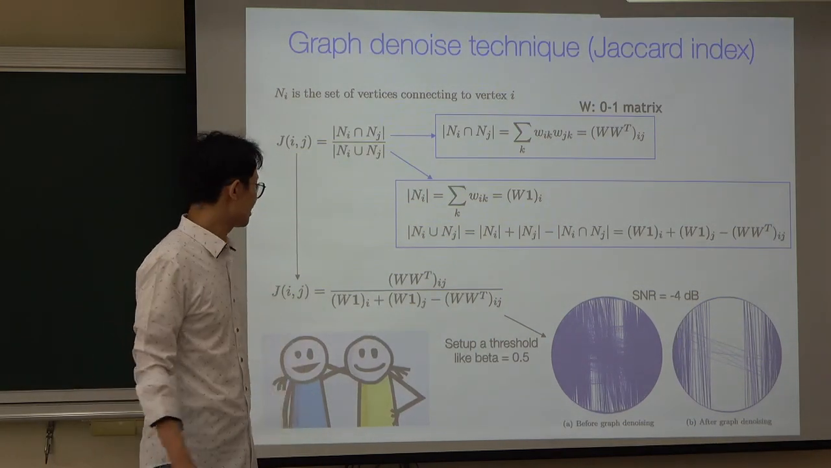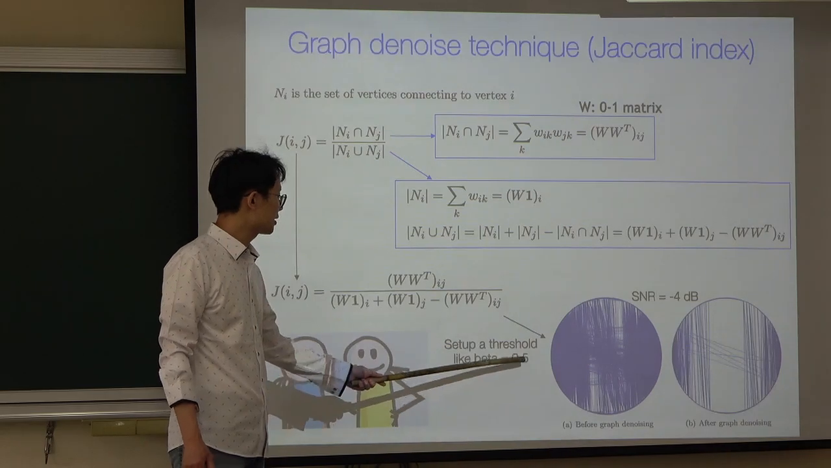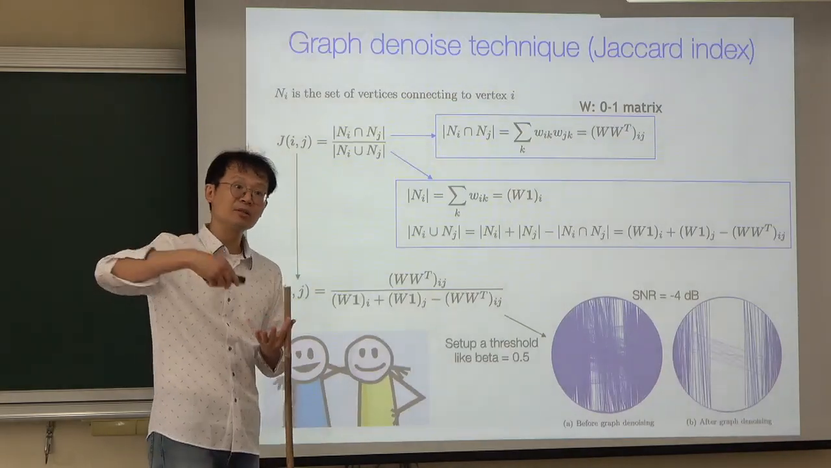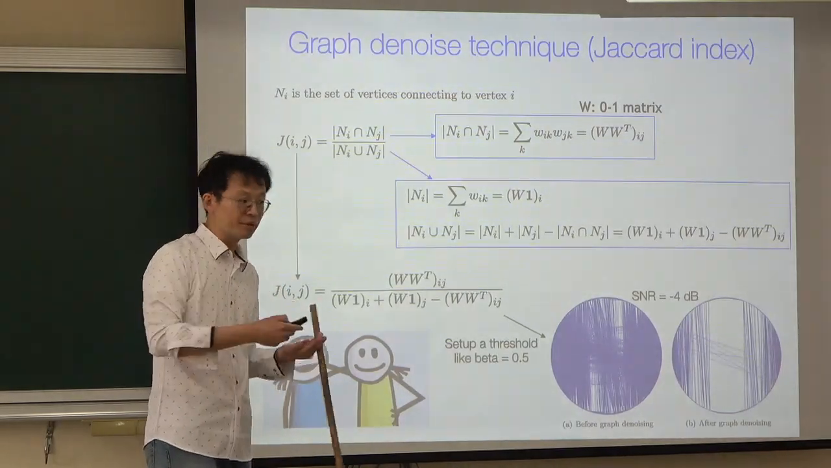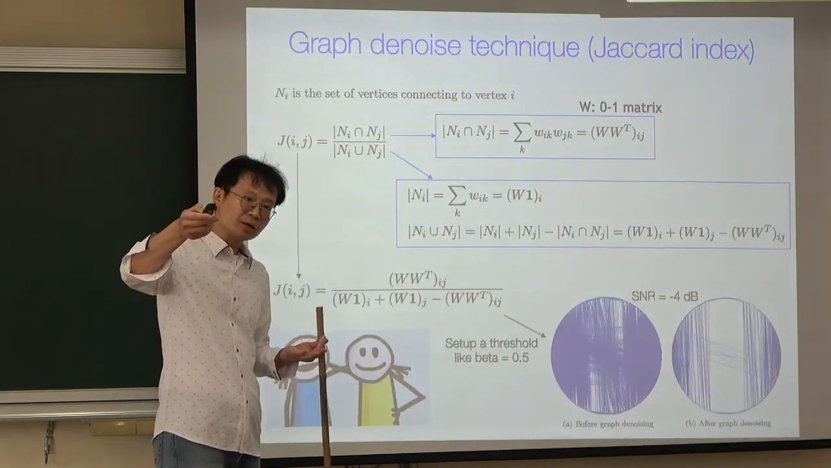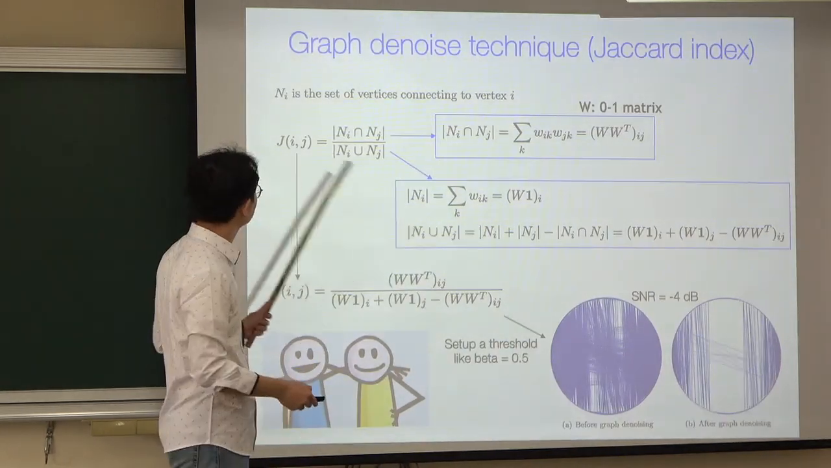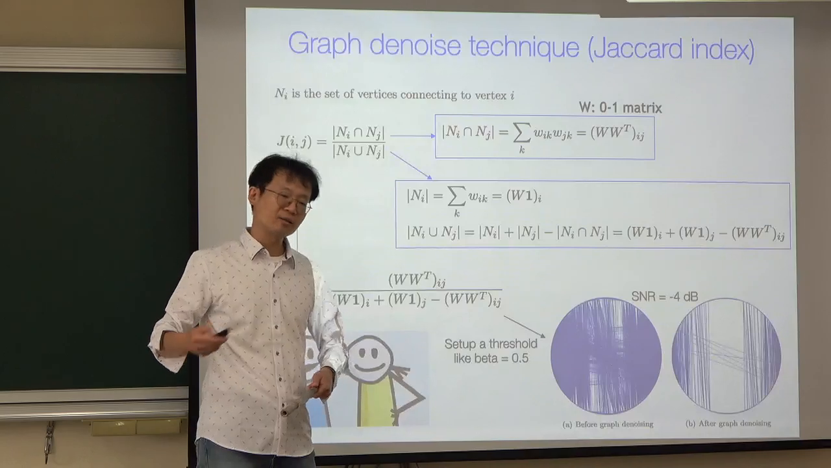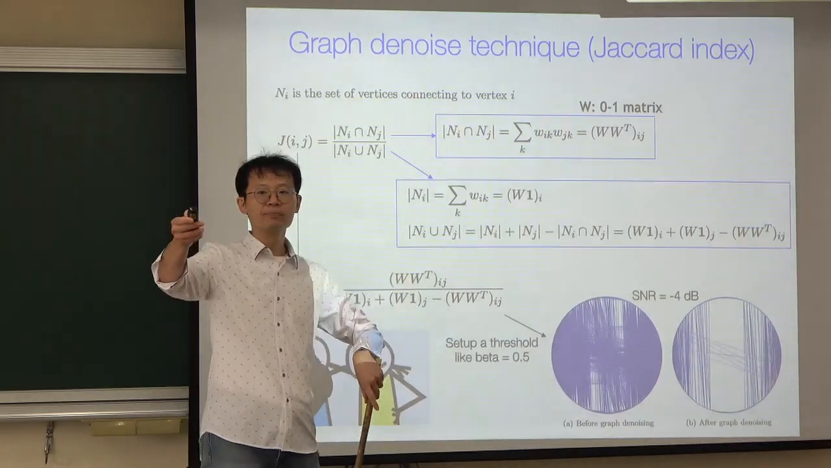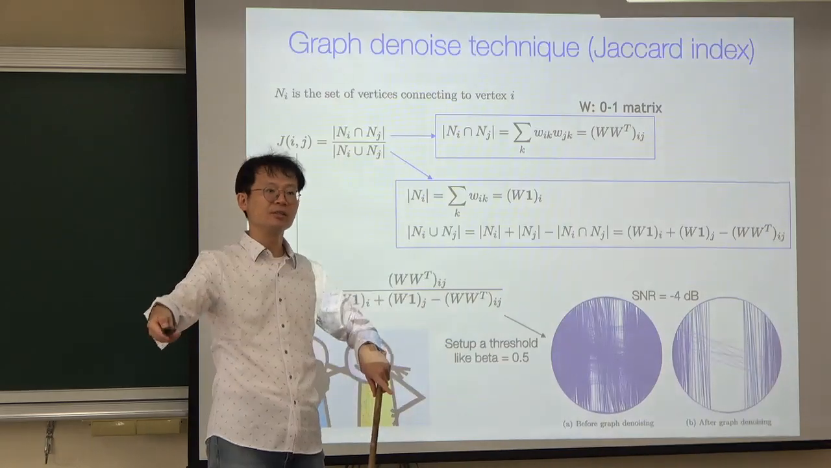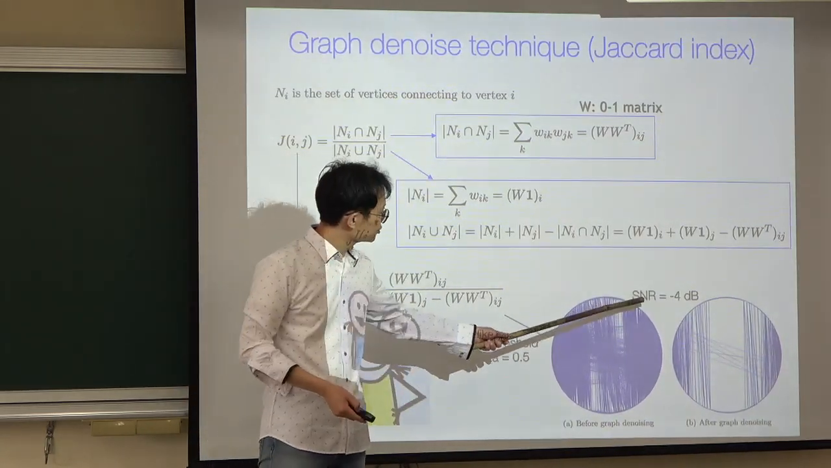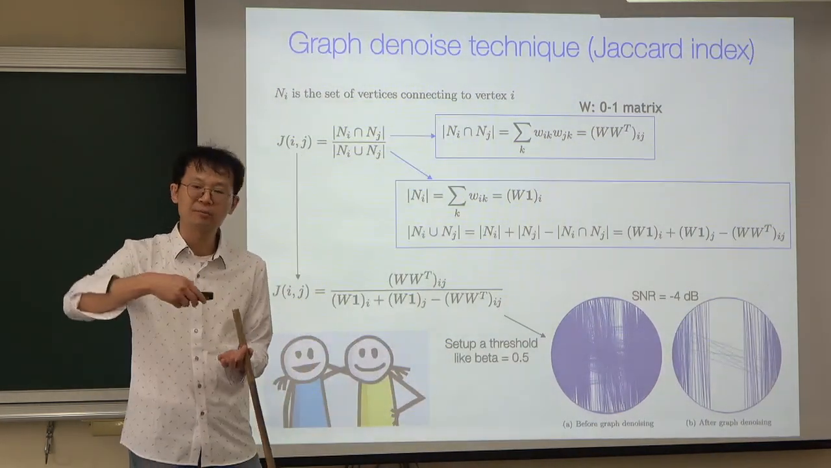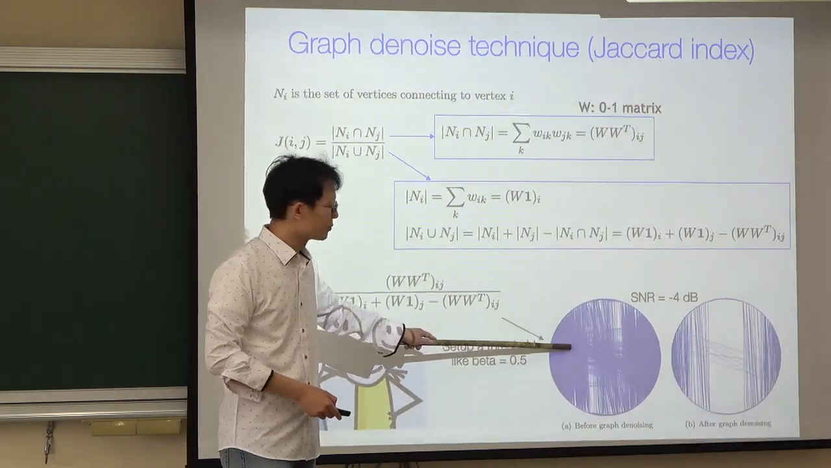With that Jaccard index, you can set a threshold, say beta is 0.5. When you use the affinity distance, the L2 distance, to determine if two points are really neighbors, you connect them. After you connect them, you can use the Jaccard index to decide if they are really neighbors. If the Jaccard index is too low, then you just remove that edge, even if their distance is small. So when the signal to noise ratio is -4 dB and you do not run the Jaccard index, you just use L2 distance to determine who is the neighbor. This is the result you get.